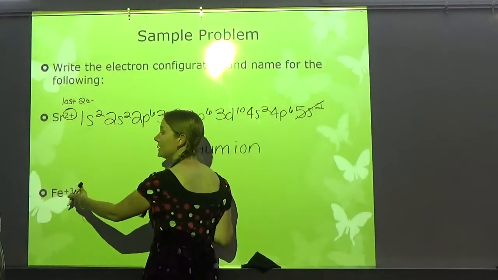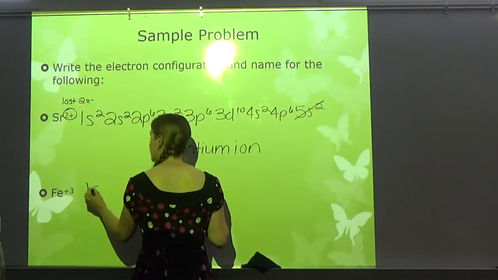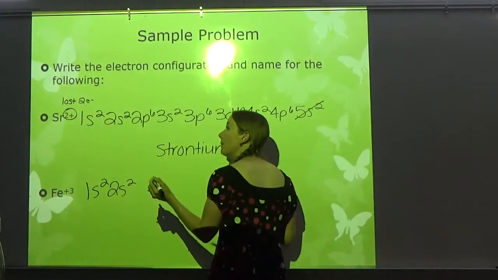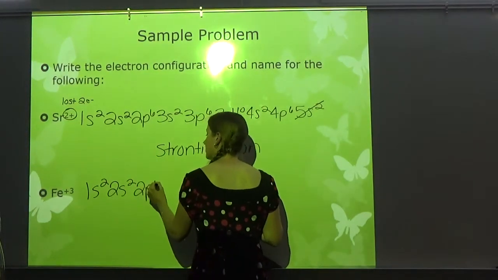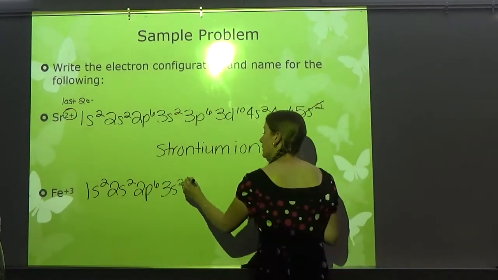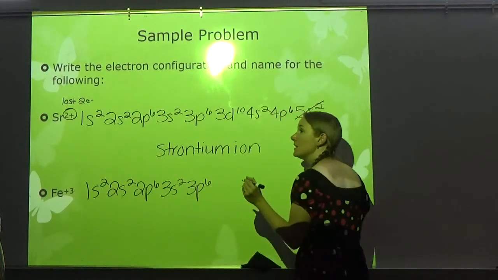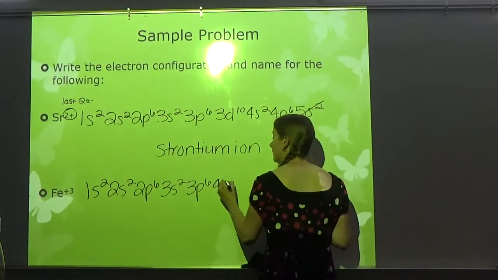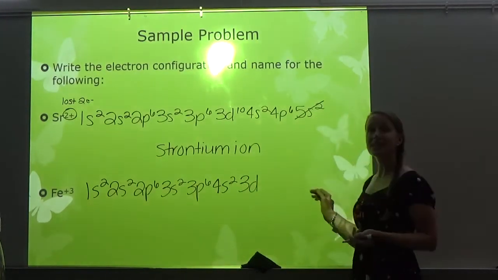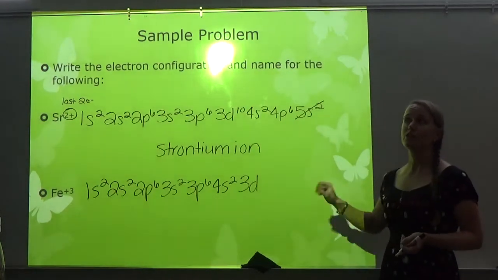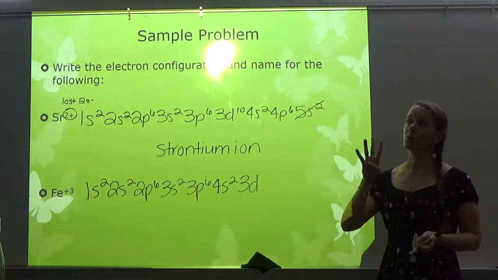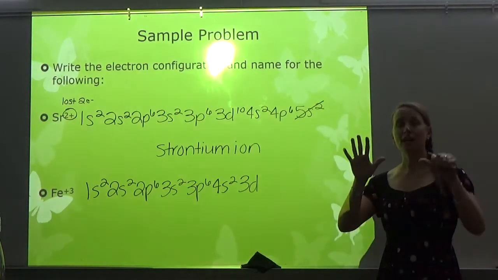Iron is Fe, so I start at hydrogen, it's 1s2. Now I'm at lithium, 2s2, boron, 2p6, sodium, 3s2, aluminum, 3p6, potassium, 4s2, scandium, 3d holds 10, but I'm going to stop at Fe. So I do 1 for Sc, 1 for Ti, 1 for V, 1 for Cr, 1 for Mn, and 1 for Fe.